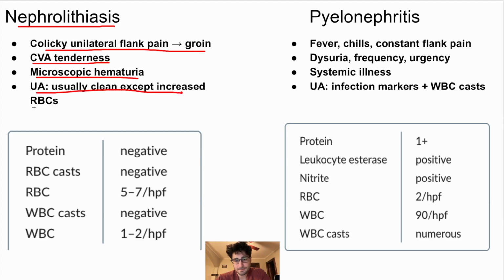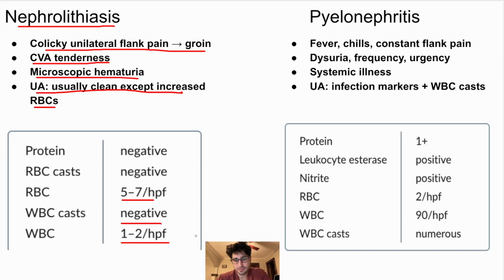Protein, negative. Red blood cell cast, negative. RBCs in this example are 5 to 7 per high power field. The stone scrapes the ureter or the kidney, causing small amounts of bleeding. White blood cell casts are negative. There's no inflammation inside the tubules. White blood cells can be 1 to 2 per high power field, which indicates maybe a mild irritation, but nothing infectious. So the classic picture is pain plus microscopic hematuria with no signs of infection.